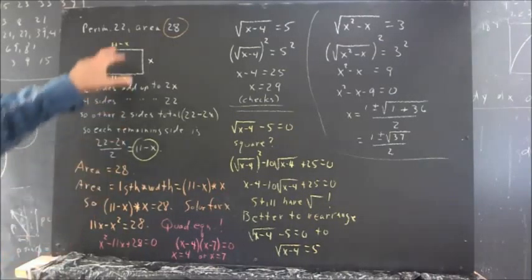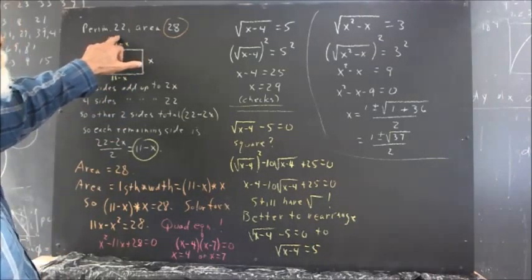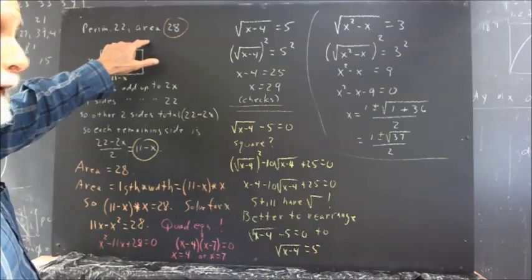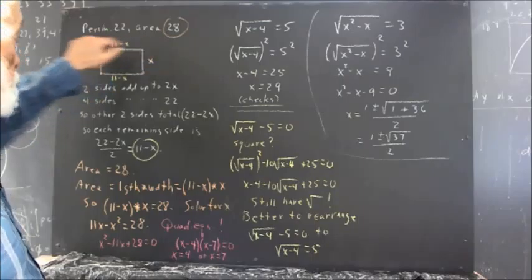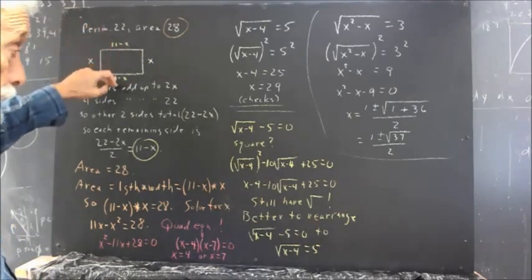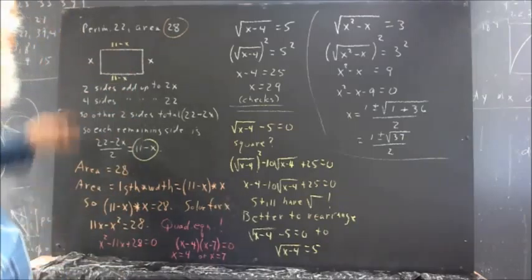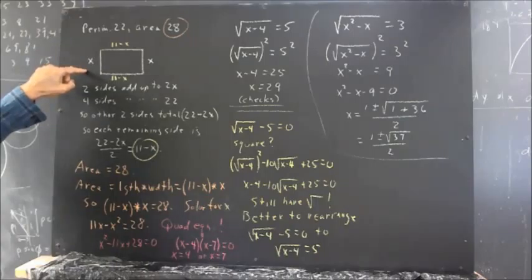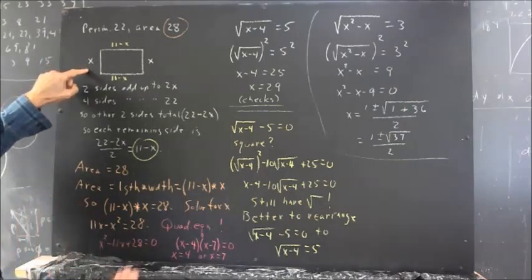If we know that the perimeter of a rectangle is 22 and the area is 28, we can sketch the rectangle, and I've sketched it here. Now I've sketched the solution in. The 11 minus x comes from the analysis. We started with just the assumption that this side is x. Now, if this side is x, what else do we know?